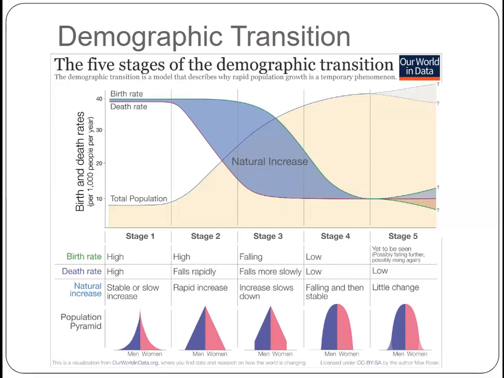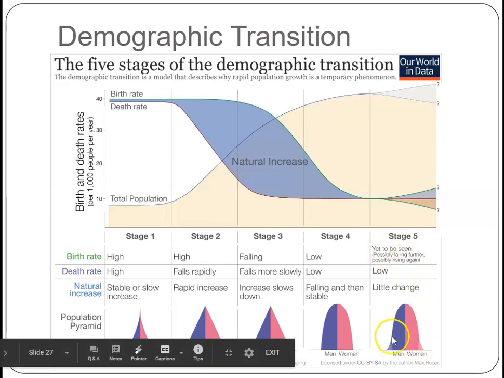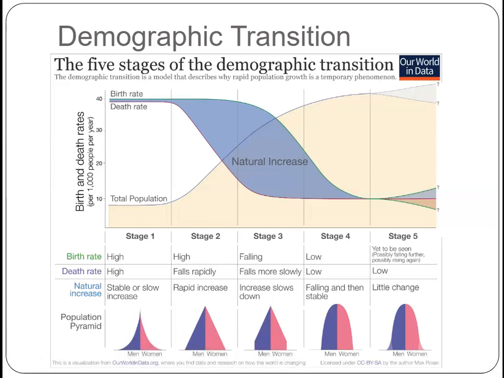I want to point out stage 5 is a relatively new one. Okay, we're just starting to see countries falling here. It says yet to be seen. We are starting to see a few countries fall in this category. Not very many, right? But stage 5 is something some people argue doesn't exist yet. But I want you to know that it might be coming within your lifetime.